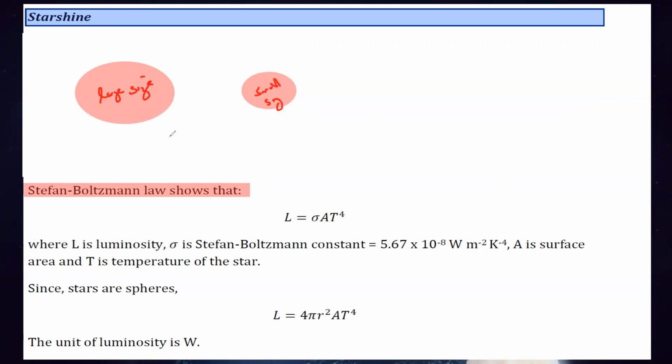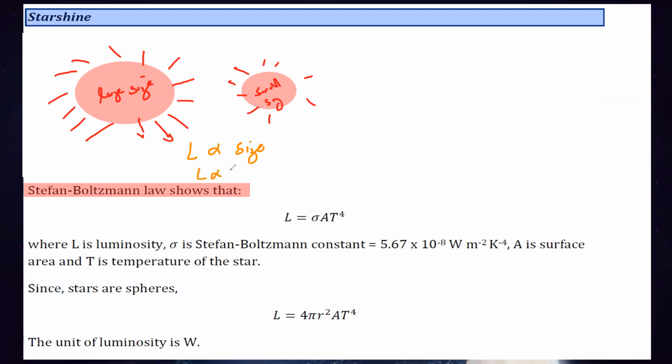will emit out more energy every second, so higher luminosity, whereas a star which is small in size, if they have the same temperature, will have lower luminosity. If two stars have the same temperature but different size, the one which is larger in size will emit out more energy every second, or it will have a higher luminosity. So we can say luminosity is proportional to the size of the star. And how to get the size, or the area of the star basically? Luminosity is proportional to the area of the star, and the area is equal to 4 pi r squared.